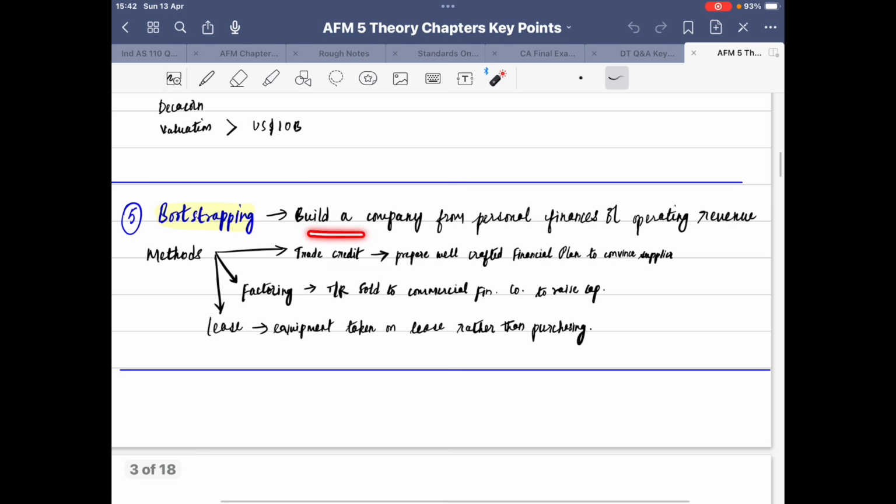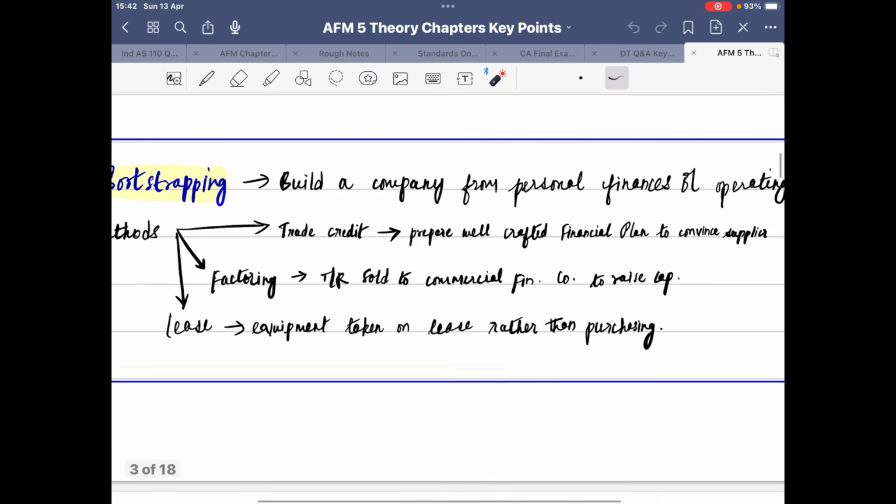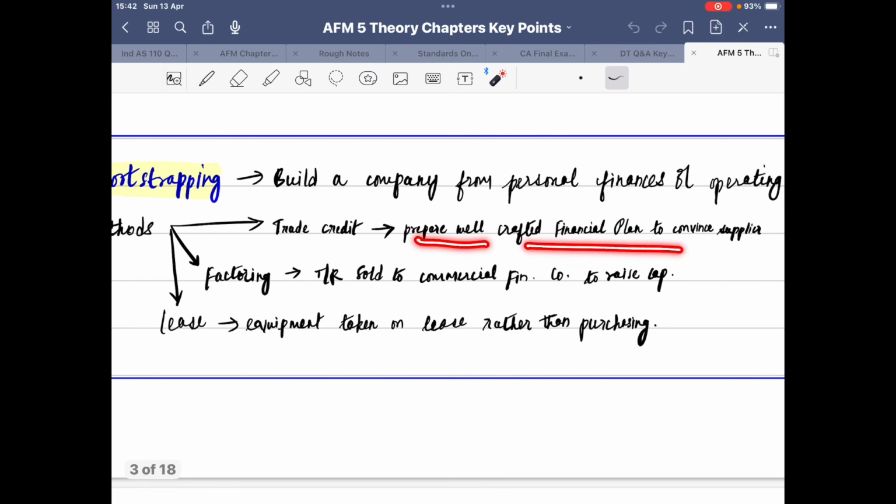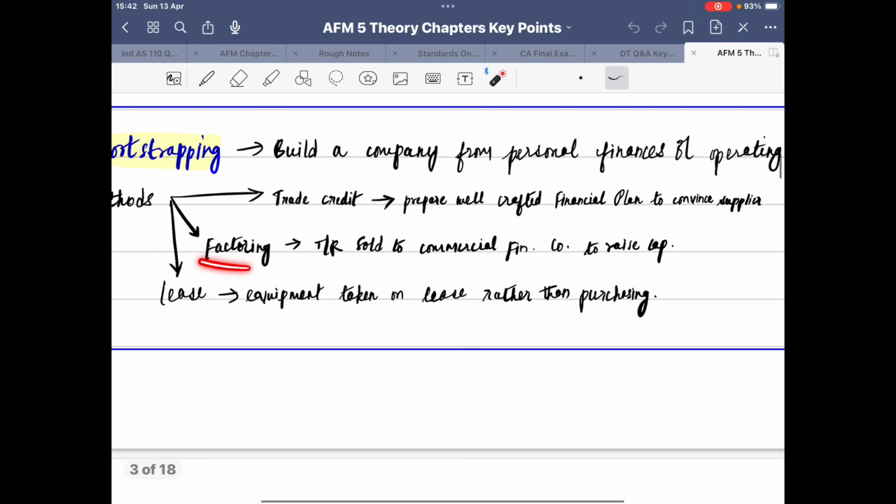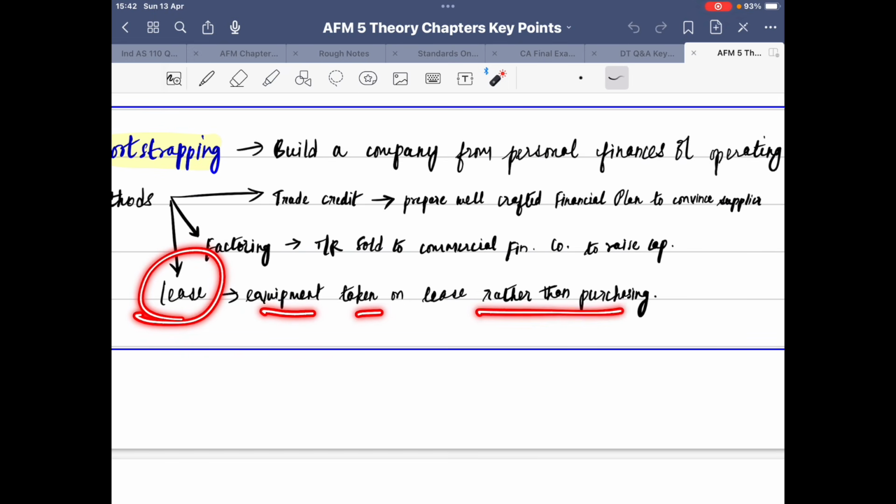Bootstrapping: build a company from personal finances or operating revenue. Methods: trade credit, prepare well-crafted financial plan to convince supplier. Factoring: trade receivables sold to commercial finance company to raise capital. Lease: equipment taken on lease rather than purchasing.